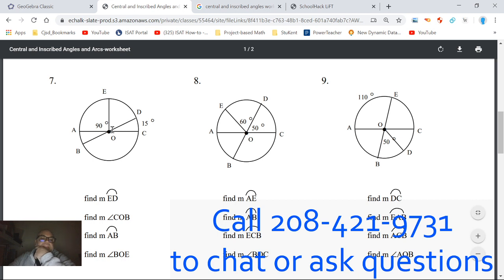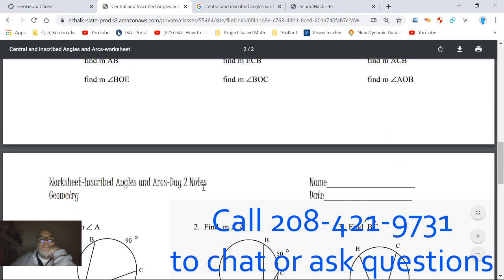And if this is 15, then I go over here to the vertical angle. This has to be 15. If this is 15, then this arc is also 15. Okay, and last it says find the measure of angle BOE. So BOE would be 15 plus 90, and that's 105.